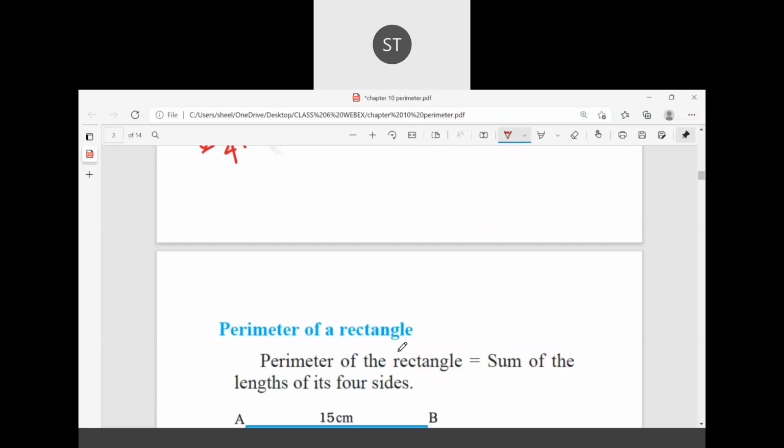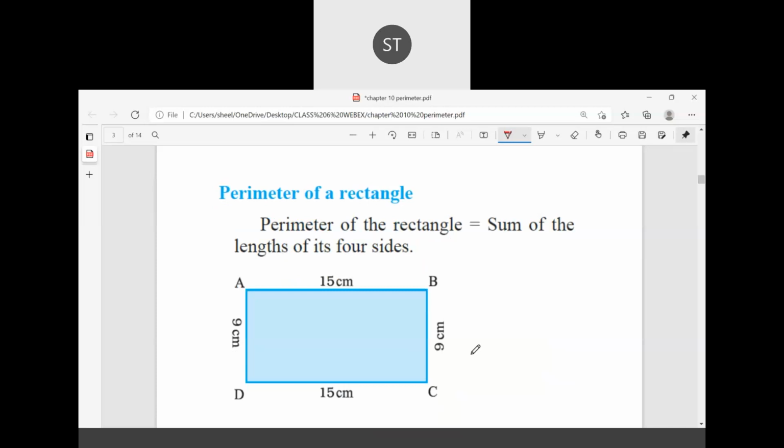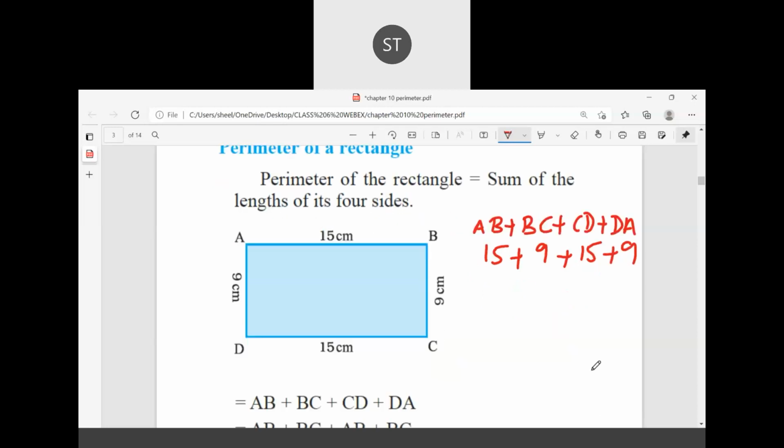Perimeter of the rectangle. We already learned in the lower classes the formula for the perimeter of the rectangle. So just we will write: perimeter of the rectangle is the sum of the lengths of its four sides. In this case, what will happen? We have to find AB plus BC, we are starting from A only, then CD plus DA is equal to 15 plus 9 plus 15 plus 9 only.